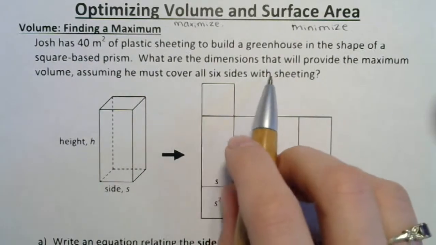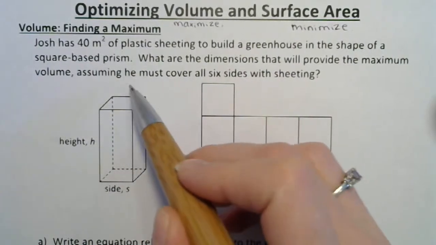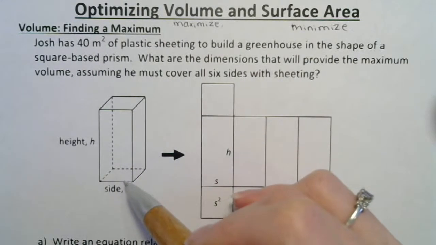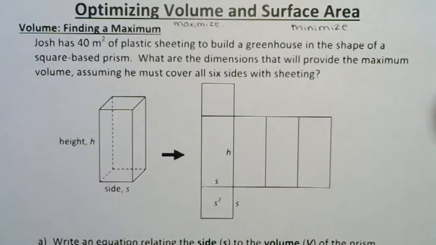What are the dimensions of the box that will provide the maximum volume, assuming that he must cover all 6 sides? So in other words, there's no open top. It's not like a bucket. He needs to cover all 6 sides with this sheeting, and he only has 40 meters squared of it. So we want to optimize this volume.